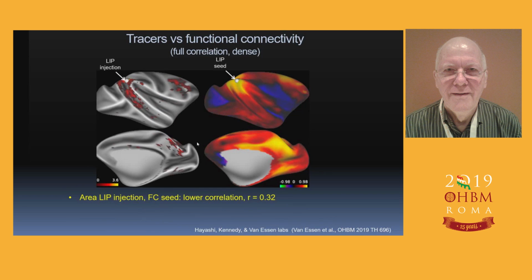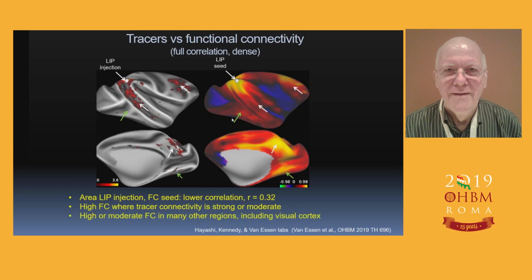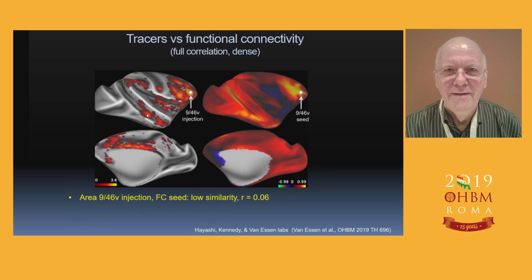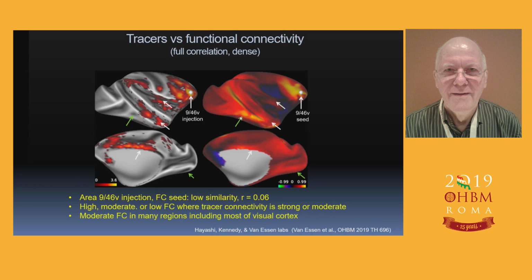Two examples quickly that show the opposite, or much weaker correlation patterns. Here's an LIP injection on the left, and where there's strong tracer, there is strong functional connectivity, but there are much larger regions of moderate functional connectivity or even strong functional connectivity and no tracer labeling. And the last example has a very weak correlation of 0.06, from a prefrontal cortical injection that does have functional connectivity where there's tracer, but even more broad and more moderate functional connectivity in the absence of direct tracers.